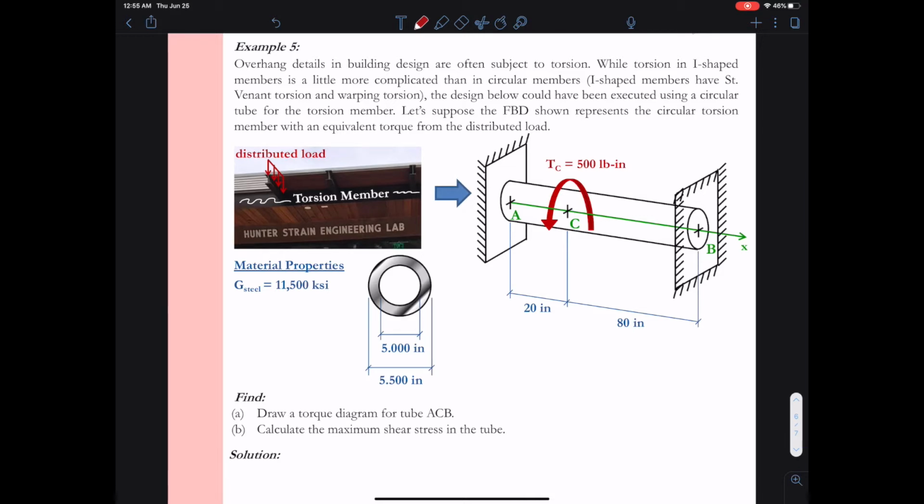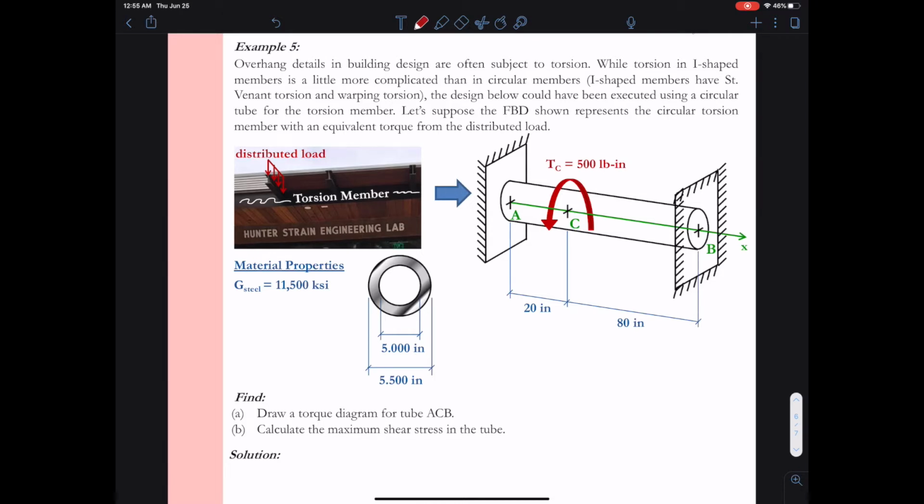Now, at this point in our mechanics career, we're not quite ready to tackle torsion of an I section. So right now we've studied what we call St. Venant torsion, but I-beams are subject to both St. Venant torsion and warping torsion, and we won't cover that until a more advanced mechanics and materials class, perhaps in your future engineering curriculum or in a graduate engineering curriculum.